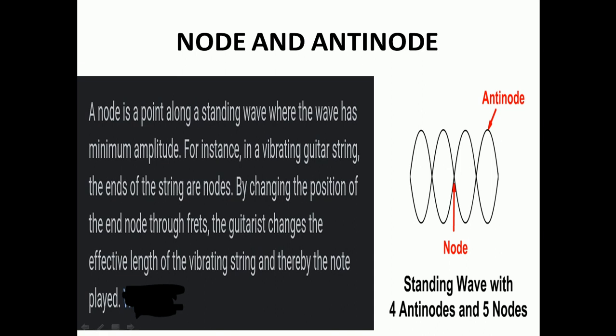A real-time example is a guitar string. The ends of the string are called the nodes. By changing the position of the end node through the frets, the guitarist can change the total effective length of the vibrating string, and thereby the note is being played.